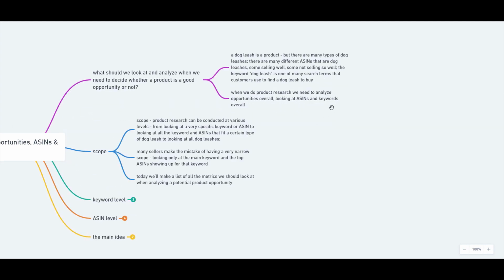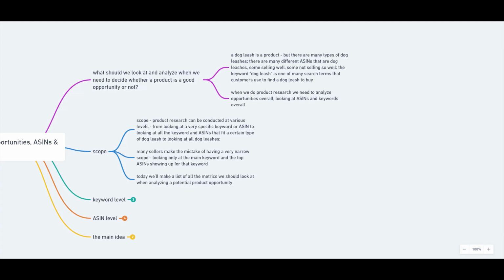So, scope. Product research can be conducted at various levels, from looking at a very specific keyword or a very specific ASIN, to looking at all the keywords and all the ASINs that fit a certain type of dog leash, to looking at all dog leashes. It doesn't mean we really need to look at all the ASINs and all the keywords. We can restrict our search, but it's important that we don't restrict it too much, where we just analyze one keyword or one ASIN. I find that many sellers make the mistake of having a very narrow scope, looking only at the main keyword and the top ASINs showing up for that keyword.